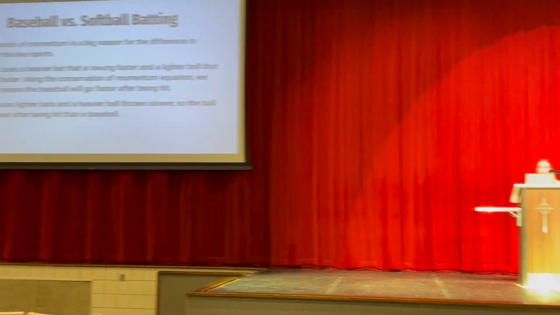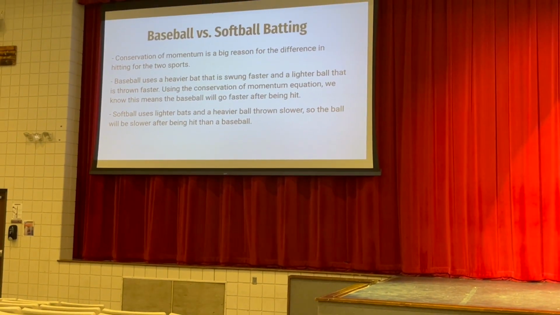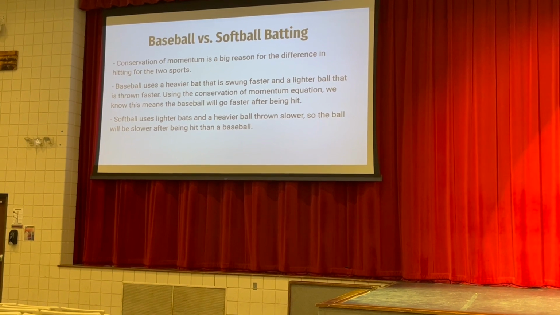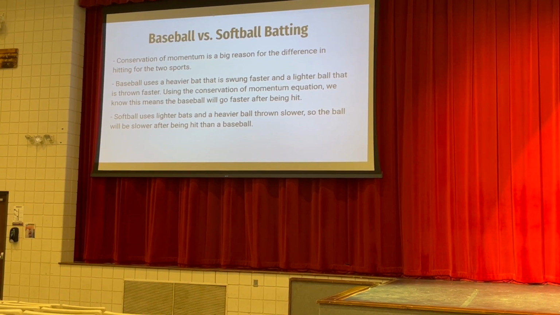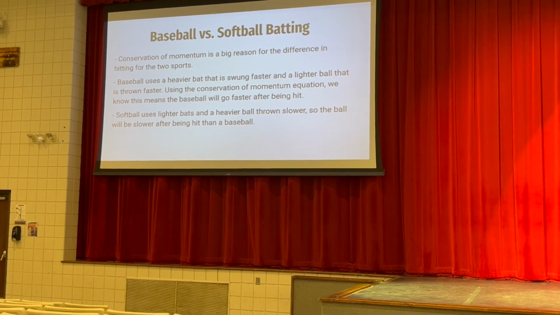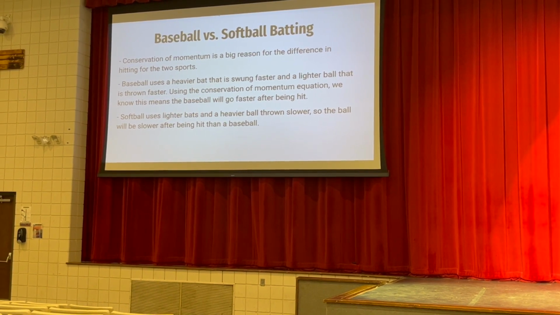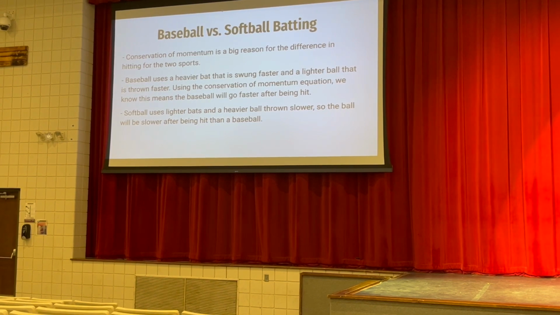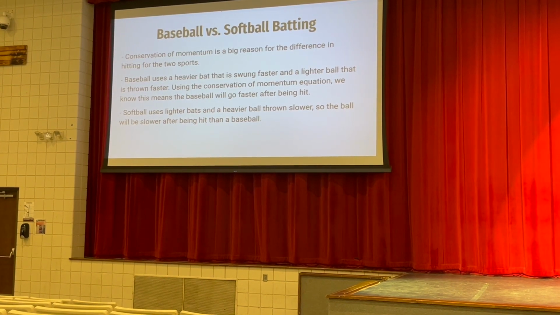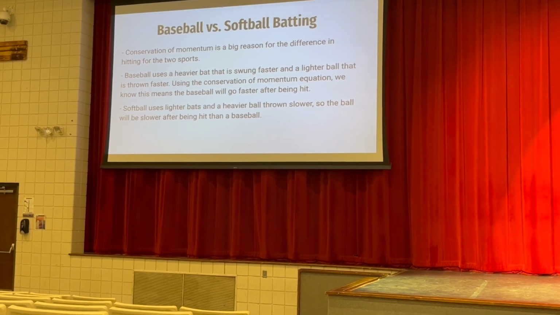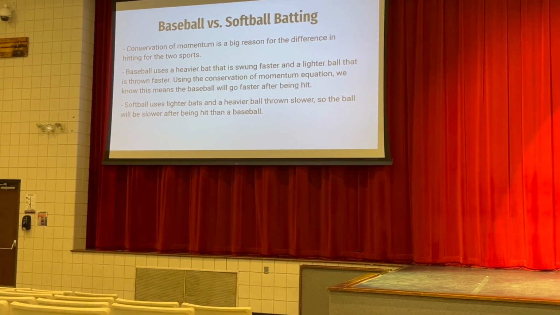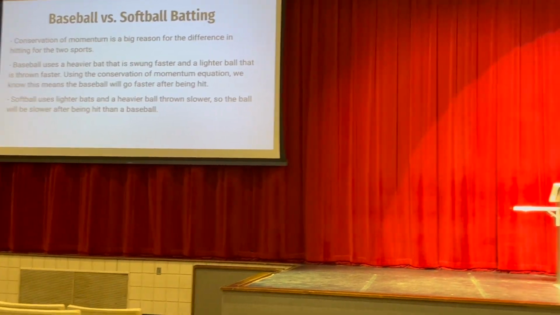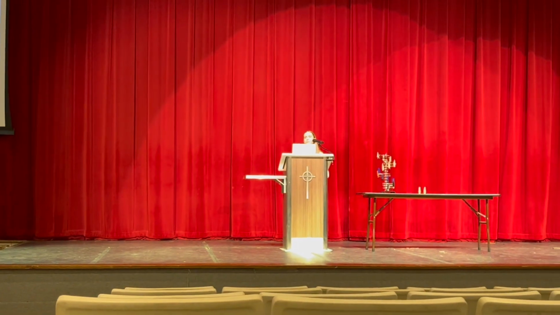So conservation of momentum is a really big reason for the difference in hitting for the two sports. So baseball uses a heavier bat and it's swung faster, and it uses a lighter ball that's thrown faster. So through that equation you can tell the change in velocity is going to be bigger. And then softball uses lighter bats and a heavier ball that's thrown slower, so the ball will be slower after being hit than a baseball. And we know that the baseball bat is swung faster just because typically boys are stronger than girls, and it's just a fact that you can't really change.